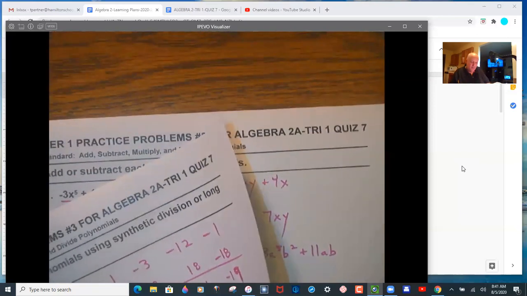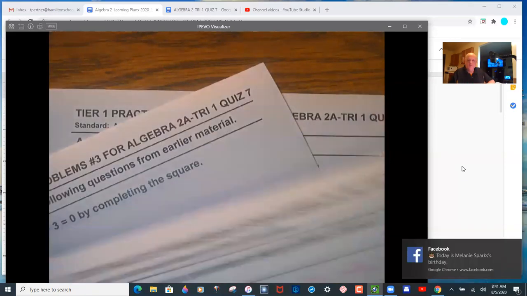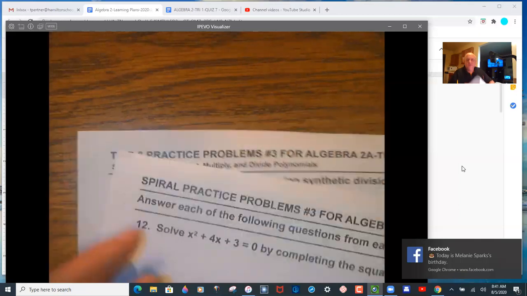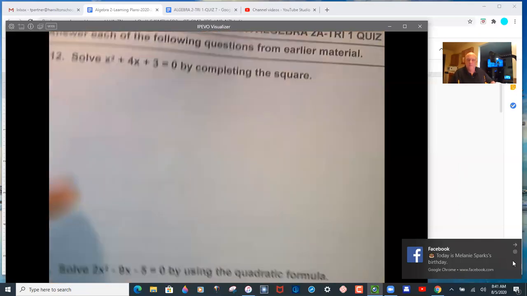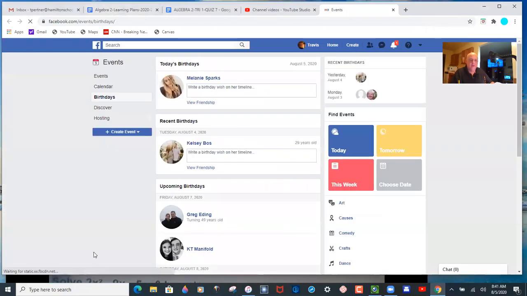Okay, last page. Oh, didn't mean to do that. I hit on my Facebook. That was a dumb thing to do. Nobody wants to see my Facebook here. Okay.